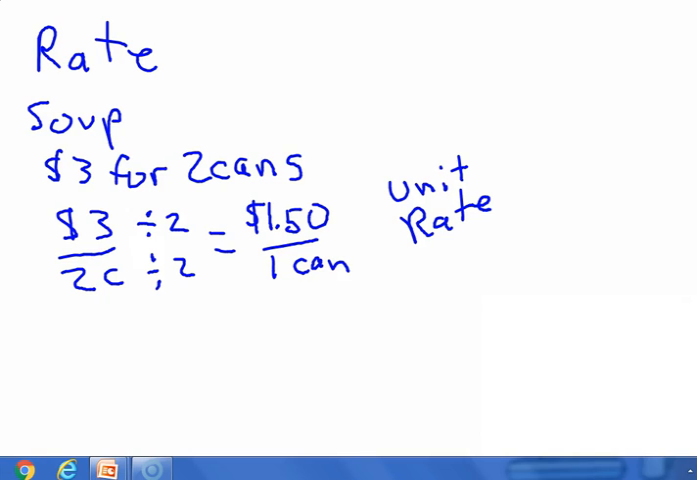If we take another look at another example, I've created the rate, okay, and let's use a can of soup. Let's say you go to the store and it's $3 for 2 cans. How much does it cost for 1 can of soup? So we would take the $3 and divide that by 2 cans. And as I showed you before, I'm going to take my denominator, and 3 divided by 2 equals $1.50. And 2 divided by 2 is equal to 1 can. So soup will cost $1.50 per can, and that's what we call our unit rate.